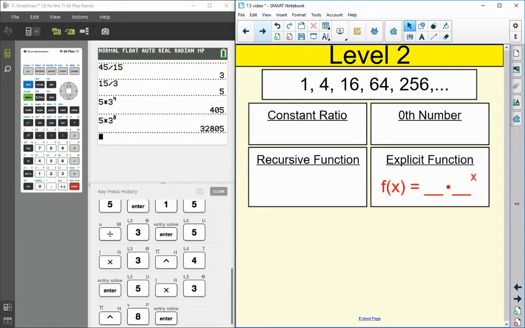Okay, hopefully you did that. Hopefully you actually tried it. Now that we're back, we're going to look here and say, okay, 4 divided by 1, hopefully you can do that in your head and figure out, hey, my constant ratio is 4. I am timesing by 4.